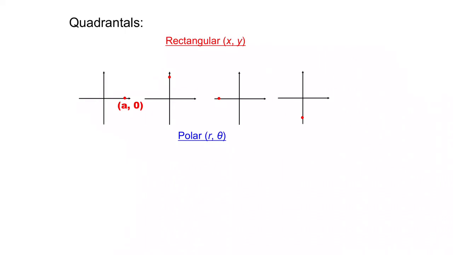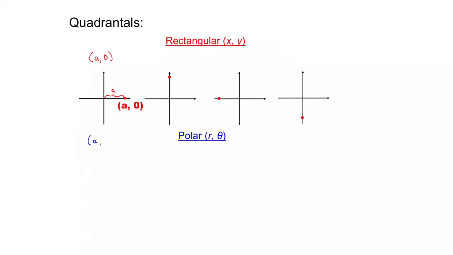And then the last thing we're going to look at is quadrantals. So I have rectangular x comma y on top, and then polar r comma theta on bottom. So we'll name them both ways. For the first one, at the angle 0 or 2 pi, this distance right here is a. So in rectangular form, a comma 0. Remember that's your x, you moved a units to the right, but 0 units up and down. But in polar form, your r value is the a.